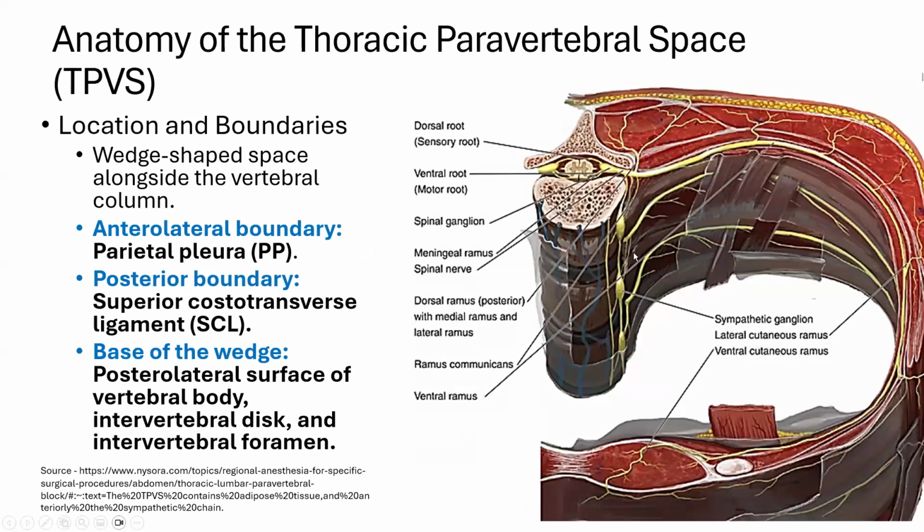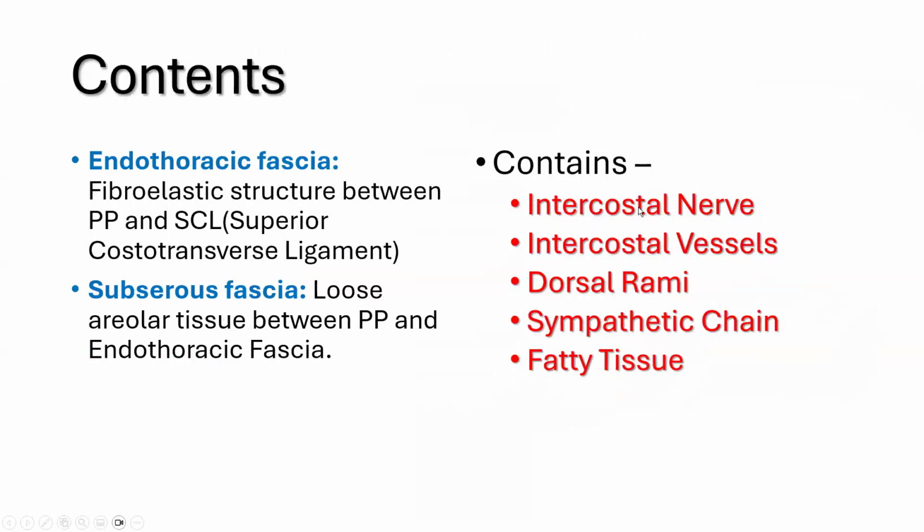So it's a wedge-shaped space between the vertebral body. It is bounded anteriorly by the parietal pleura. Posteriorly it is bounded by the costotransverse ligament, mainly the superior costotransverse ligament, and the base of the wedge is formed by the posterolateral surface of the vertebral body and the intervertebral foramen, along with the nerve. So whenever we are giving the drug, this area is taking up the drug.